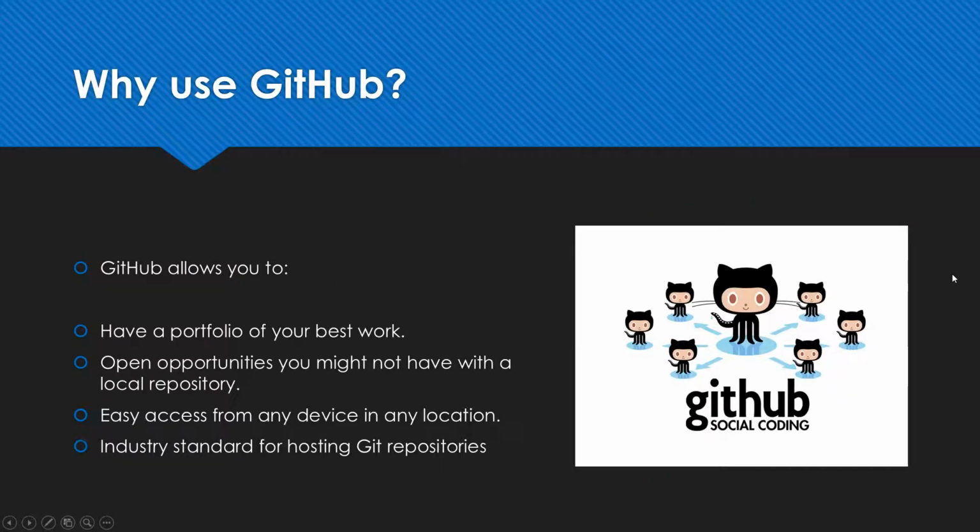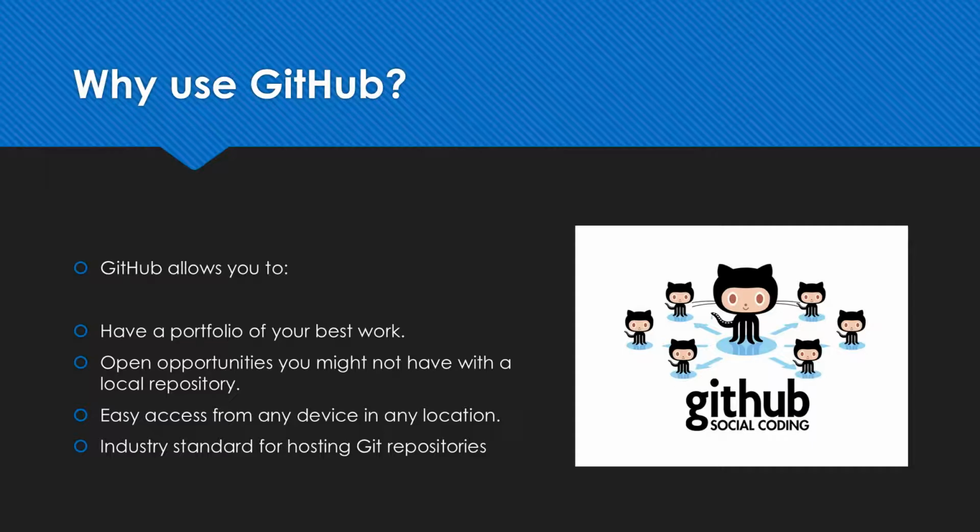So why use GitHub? I have a little picture here from GitHub saying social coding. This is almost like their motto. This is what they follow. You can see that GitHub is built around collaboration in development. So that's the main purpose of GitHub, to allow people to collaborate together to build projects.